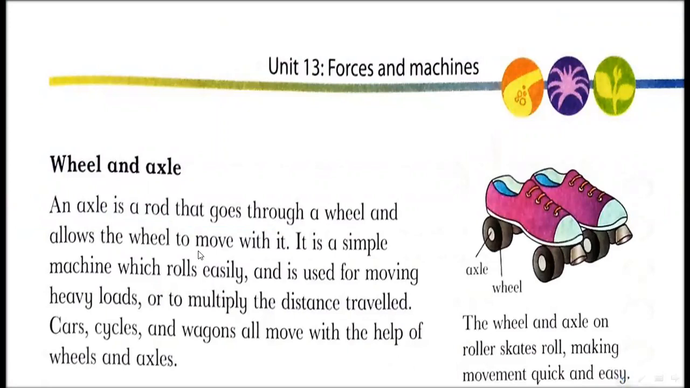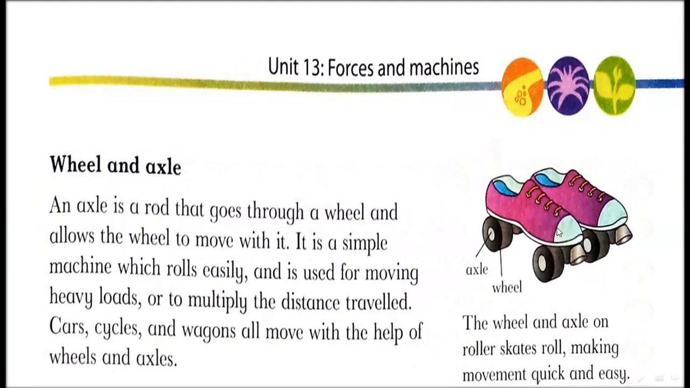Next is wheel and axle. An axle is a rod that goes through a wheel and allows the wheel to move with it. It is a simple machine which rolls easily and is used for moving heavy loads or to multiply the distance traveled. Cars, cycles, and wagons all move with the help of wheel and axle. See here, the wheel and axle on roller skates roll, making movement quick and easy.